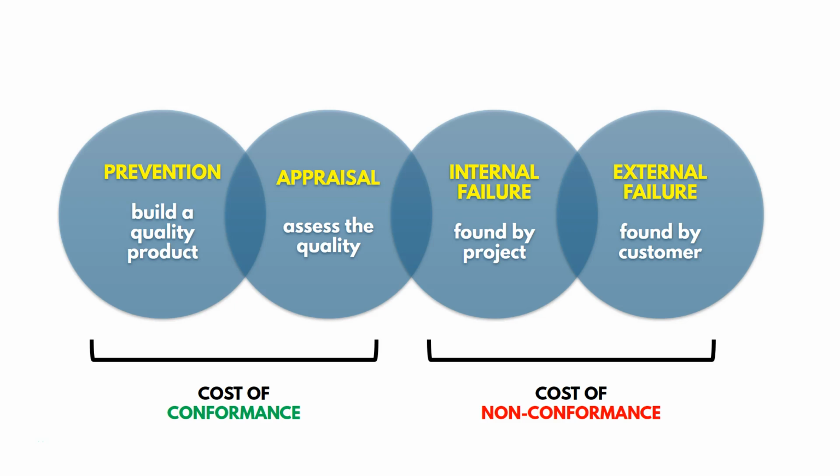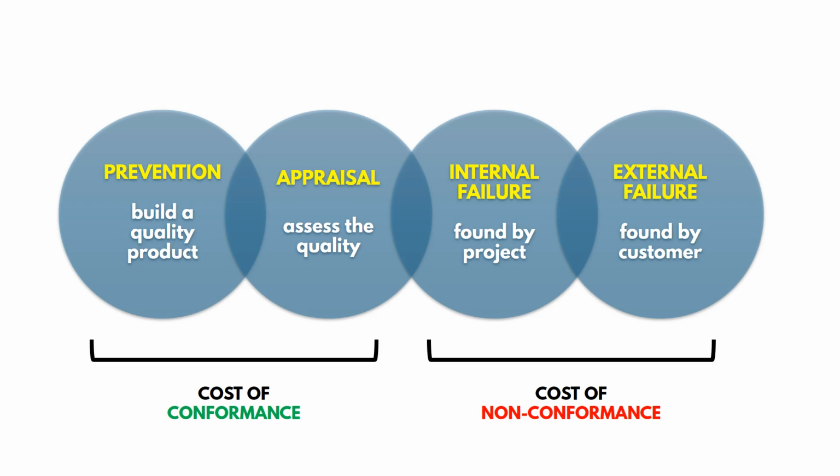Those are just costs of conformance, just to ensure we have good quality. But if we don't have good quality, we have these costs of non-conformance. One being internal failure, so they're found by the project team before it makes it to the customer. And that's better than the one on the right, the farthest on the right, because we can fix it before the customer sees it. So this is found by the project team.